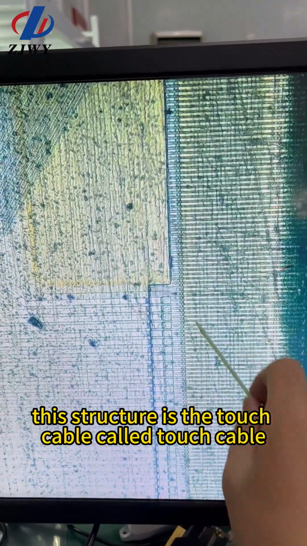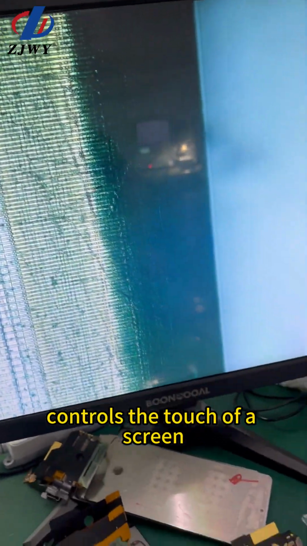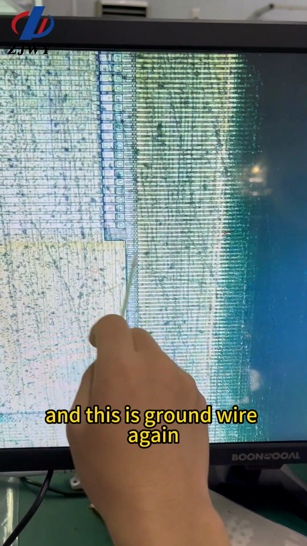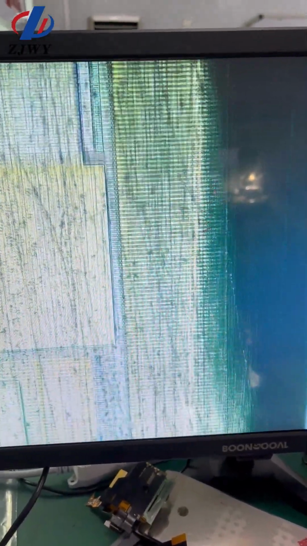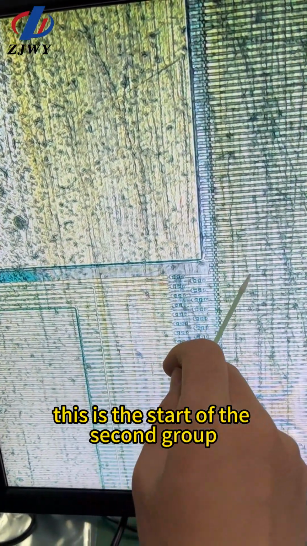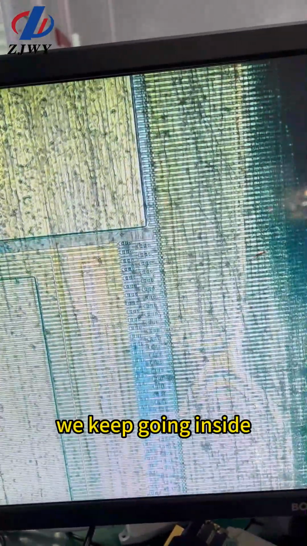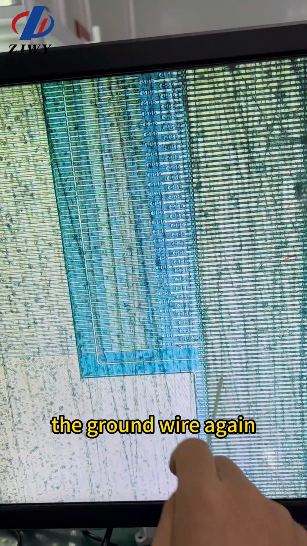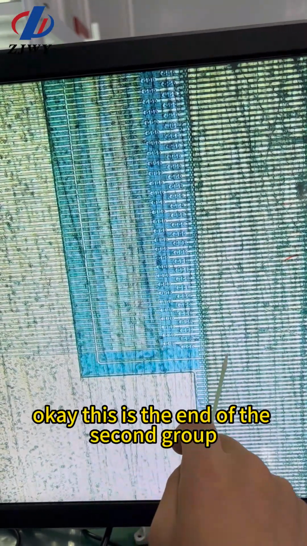And how about this? This structure is a touch cable, called touch cable, controls the touch of the screen. And this is ground wire again. This is the start of the second group. We keep going inside, until we see a big white block again, the ground wire again. Okay, this is the end of the second group.